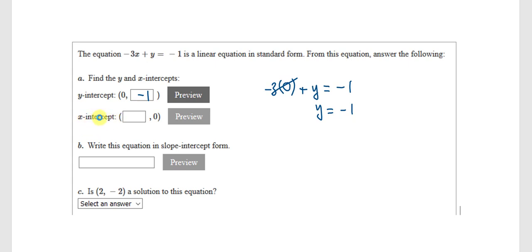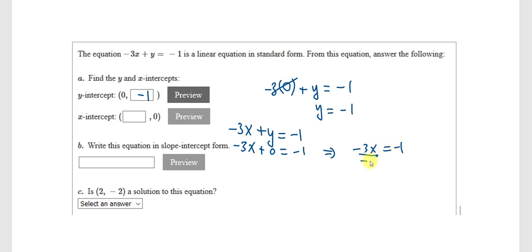For the x-intercept, again, we let y be 0 and we solve for x. The same thing here: anywhere you see y, now it becomes 0. Sorry, this should be 1, so this is minus 1. Anywhere you see y, because y is 0, that becomes 0. And then I'm solving for x, so minus 3x equals minus 1.